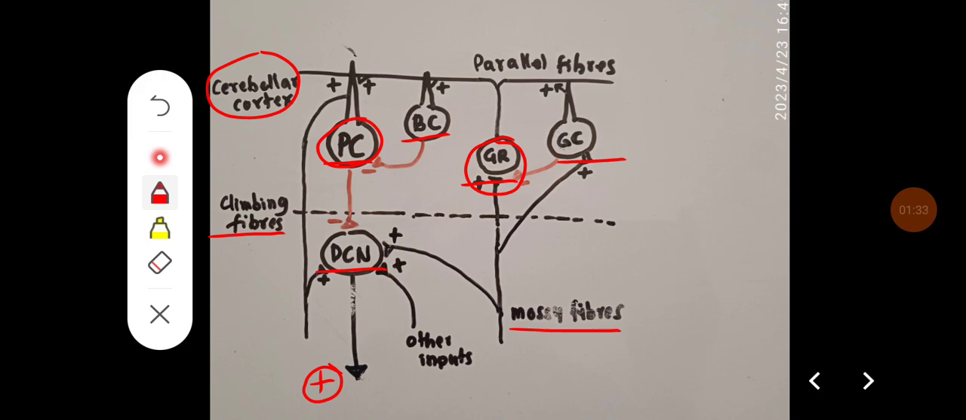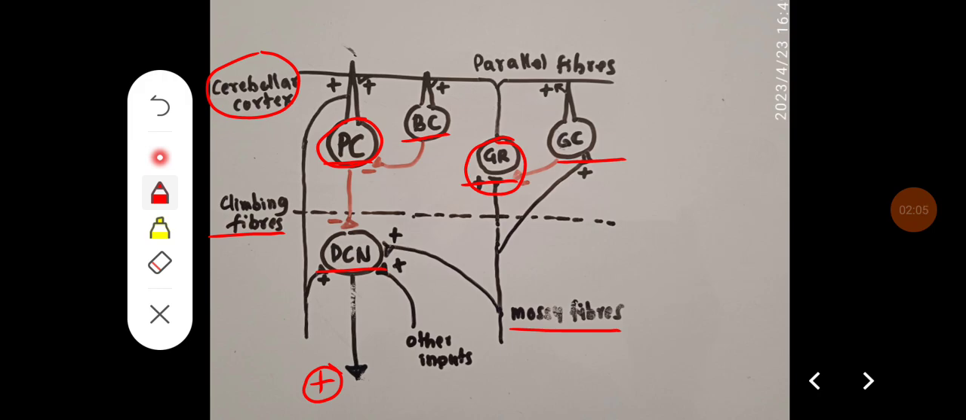The granular cell is also subjected to feed forward inhibition, like whenever there is a stimulation of the Golgi cells by the mossy fibers, they in turn inhibit the granular cells through the interneurons. And granular cells are also subjected to feedback inhibition. Whenever a granular cell is stimulated, it also stimulates the Golgi cell, and the Golgi cell in turn is going to inhibit the activity of the granular cells.